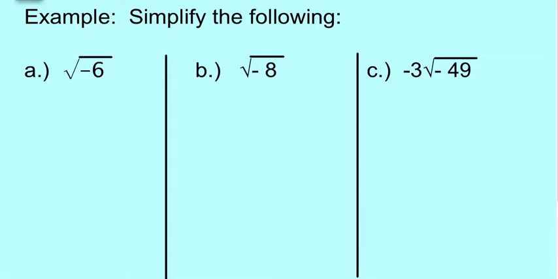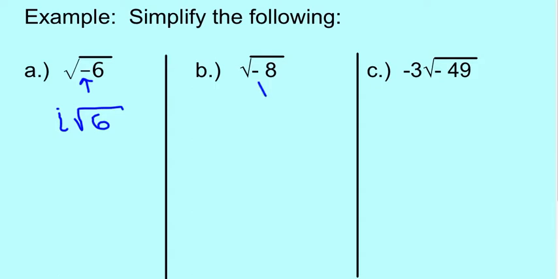Example A, the square root of -6. Remember that -6 causes a problem. So you can rewrite it as i, and then leave that square root of 6 alone. So it'll be i square root of 6.